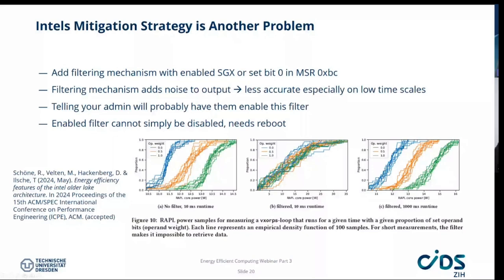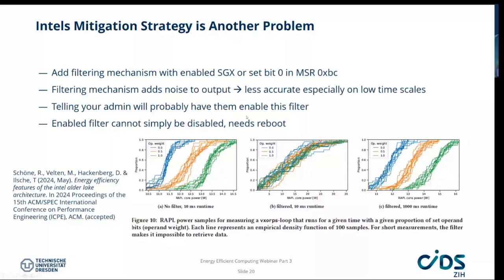This random noise will lower the quality of your RAPL readings. So if you still want to use RAPL, even if it's not accurate, and you say, well, on Intel it's accurate, then make sure to at least report whether the filter was active. Once you enable that filter, you must reboot your node to disable and unset that bit. So if you tell your admin, they will probably enable that filter for security reasons. So you might want to do that. Maybe not, if you're interested in accurate power measurements.